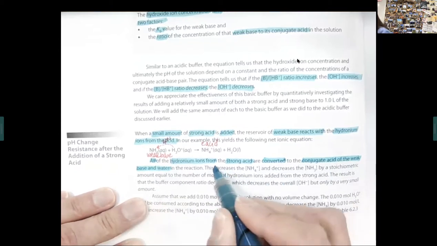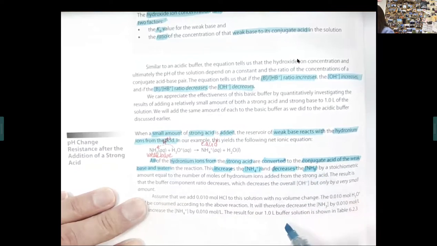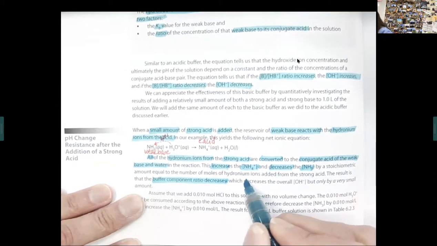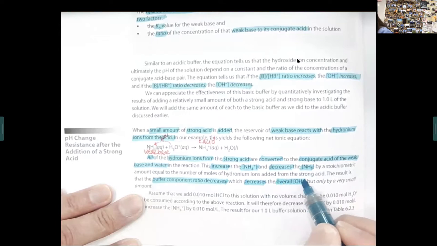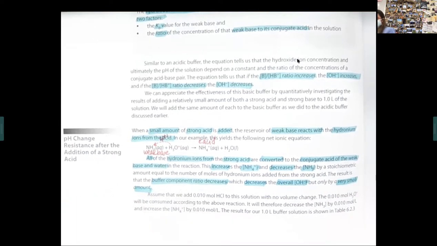So this is going to increase the ammonium ion concentration and decrease the ammonia concentration. And the result is that the buffer component ratio decreases, which decreases the overall hydroxide ion concentration, but by a very small amount. And that's how it buffers.